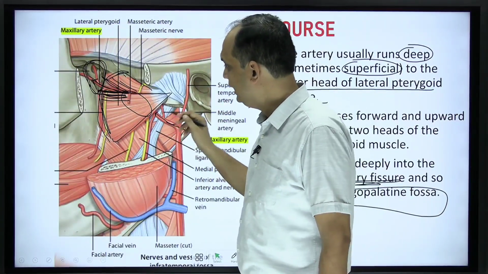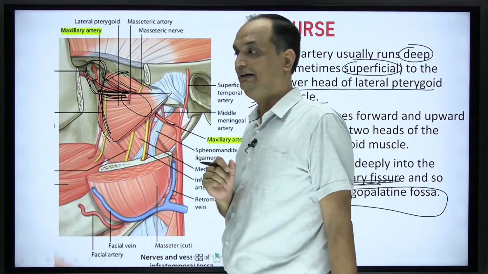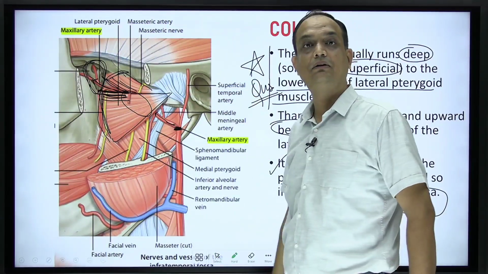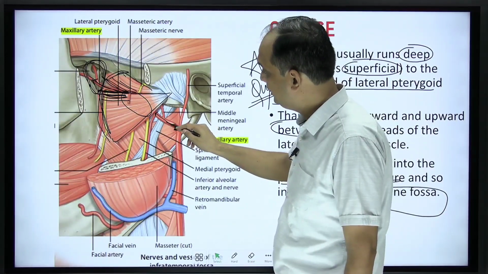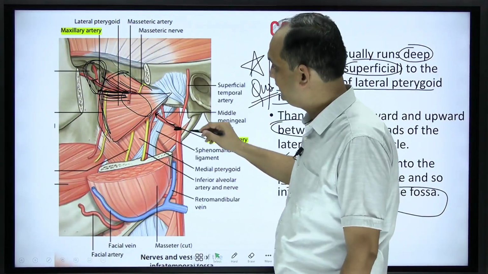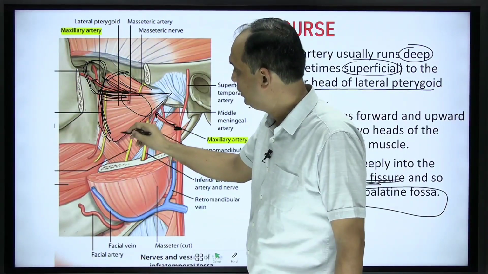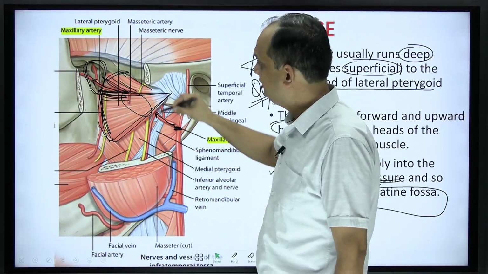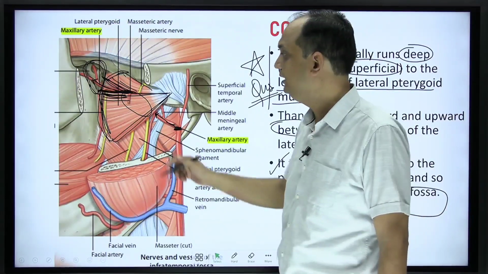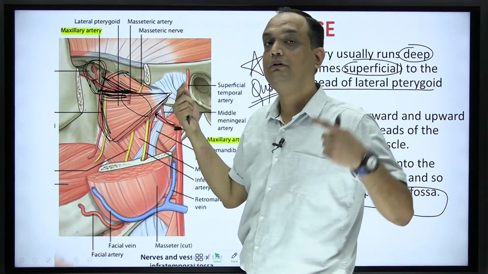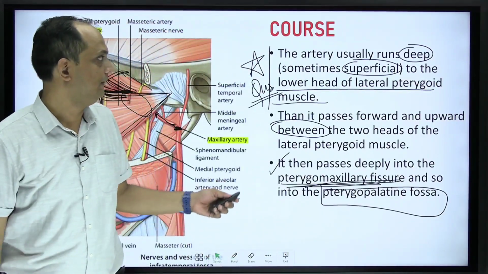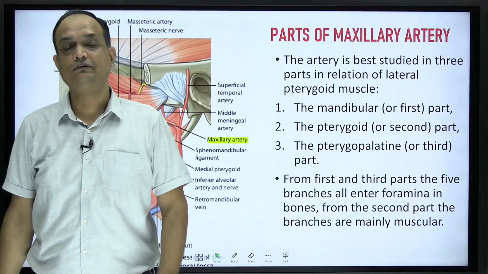So you have to understand the course of the maxillary artery, that it starts from here, which is actually the level of the neck of the mandible. Then the artery goes deep to the mandible in a gap between the mandible and the sphenomandibular ligament. After that, this artery goes deep to this lower larger head of the lateral pterygoid muscle. Then it emerges out between the gap of the upper and lower head of the lateral pterygoid. Then it takes a medial turn, going deep towards the face, and enters into the pterygopalatine fossa. Now what are the parts of the maxillary artery?